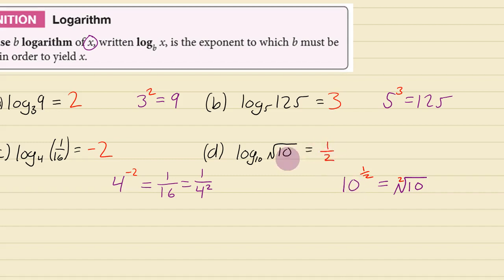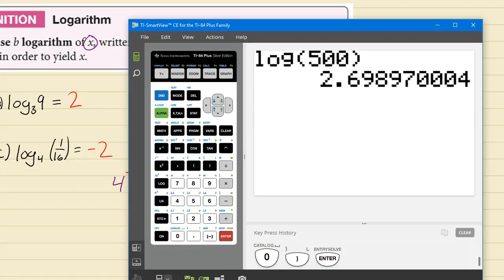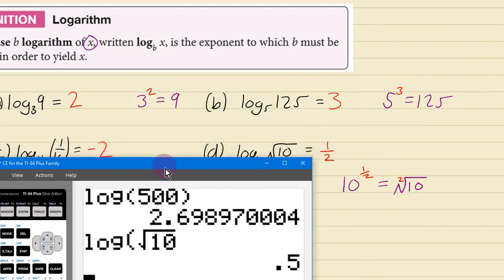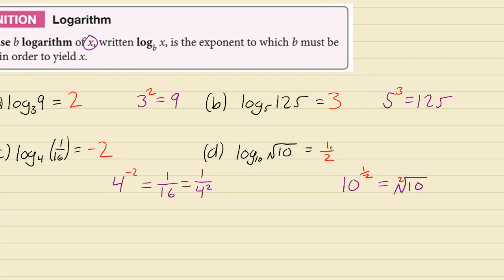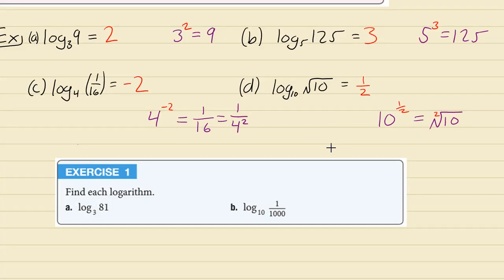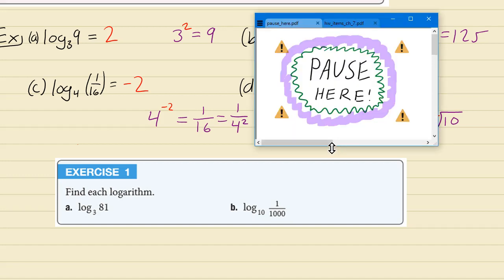And another way to do this is just take your calculator. Because your log button on your calculator just means log base 10, you can just take log of the square root of 10 and check that your calculator gets you 0.5. So that works. That agrees with the 1/2 you got here. Alright, and here is a couple for you to do, really similar to that last example. So here's your place to pause it and try it yourself.